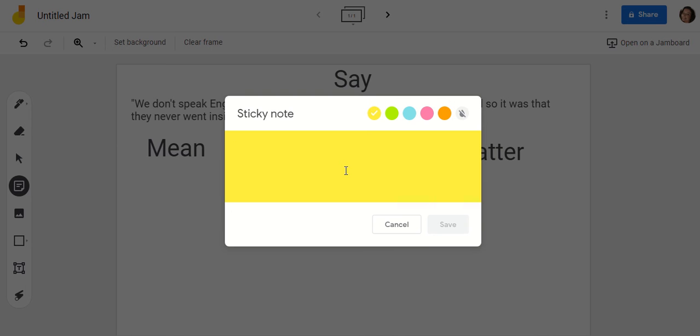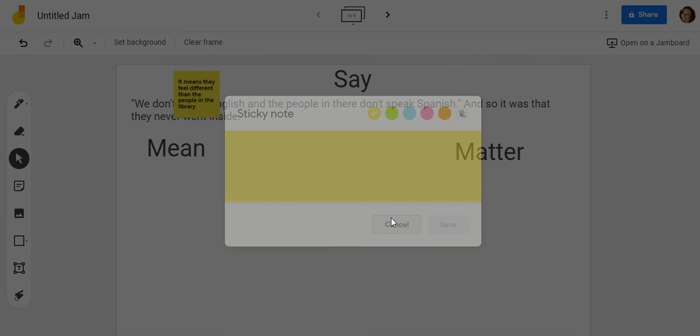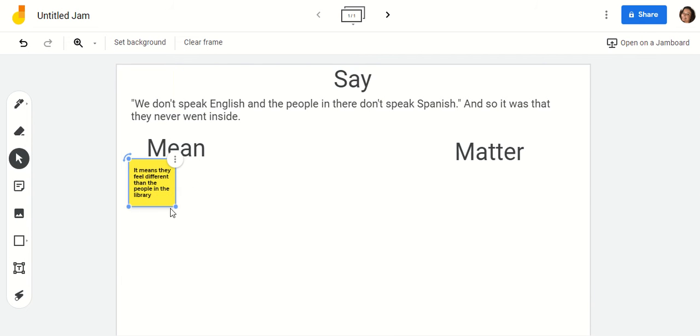possible answers you might get: it means they feel different than the people in the library. That might be one thing a student says. What does it mean? It means they feel different than the people in the library. That might be a sample. And then, why does this matter to the story?